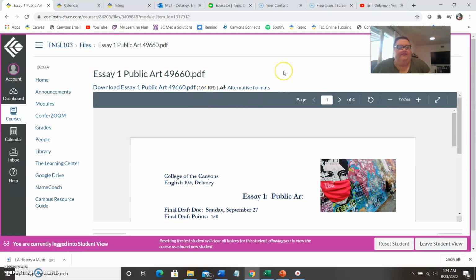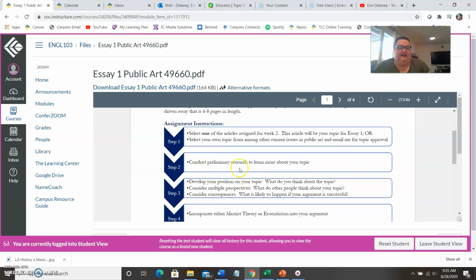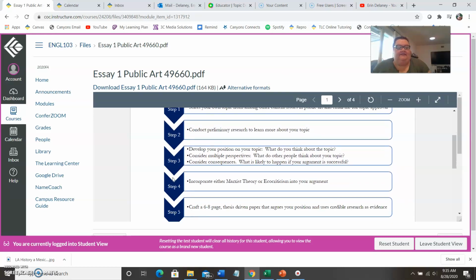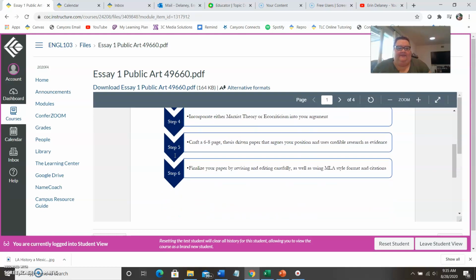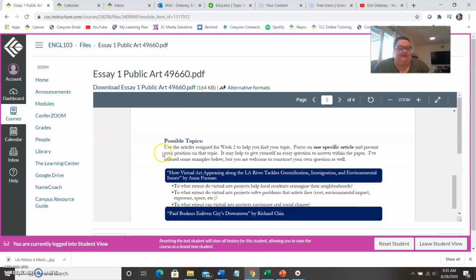Please do read through the essay 1 prompt carefully. The first page of the prompt gives you step-by-step instructions on how to approach the essay assignment. So it's really important that you go through and follow the different steps that are here. The second page is a bit different though.